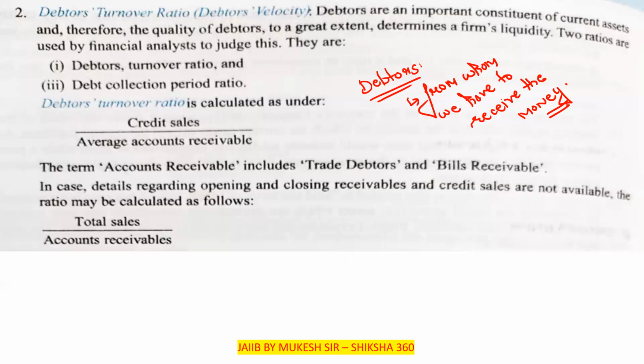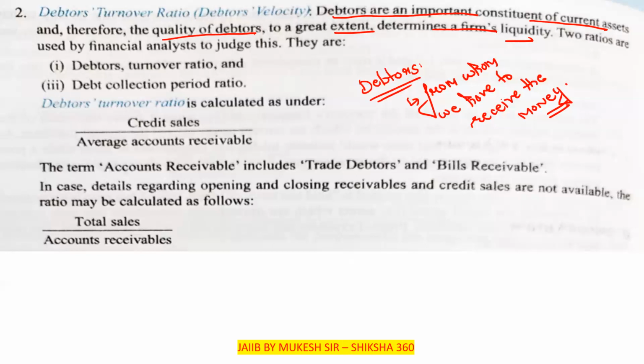Debtors are an important constituent of current assets, and therefore the quality of debtors to a great extent determines a firm's liquidity, clear? So 2 ratios are used by the financial analyst to judge this, because we have to receive the money.